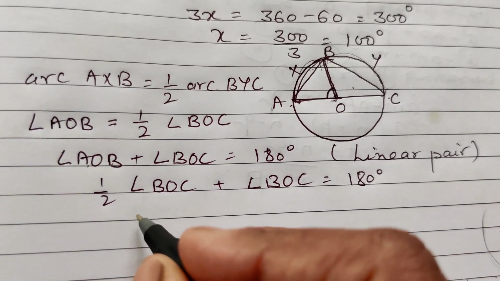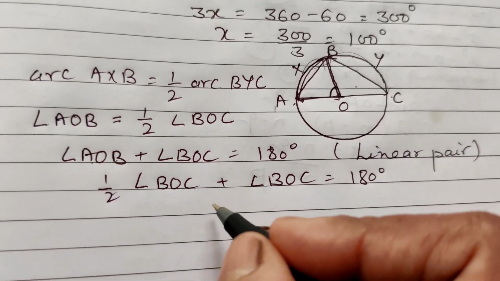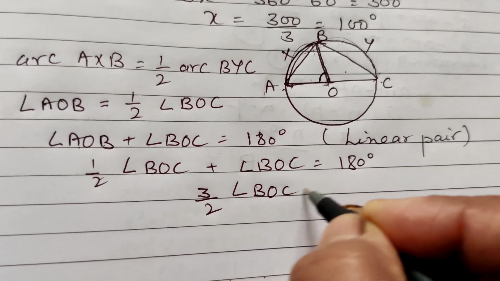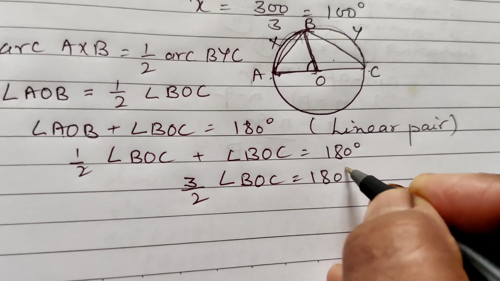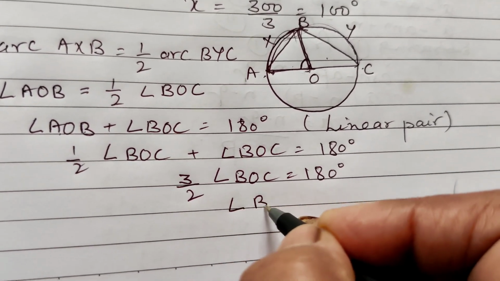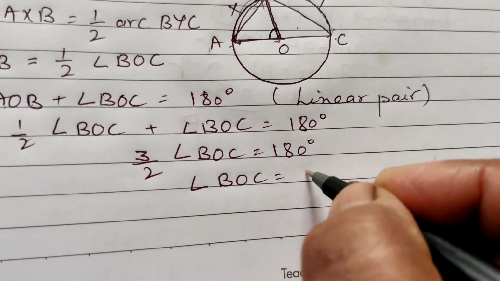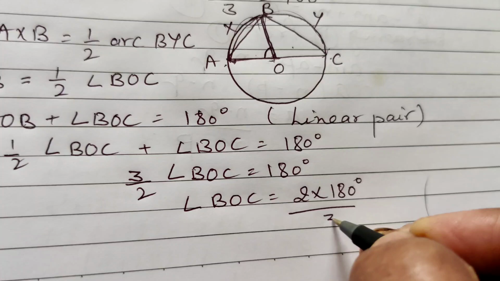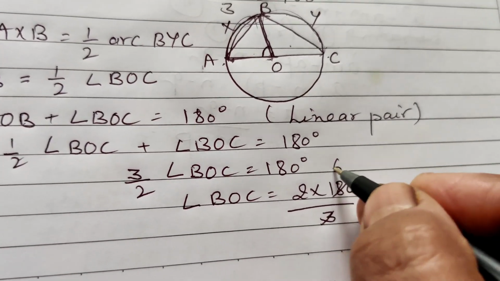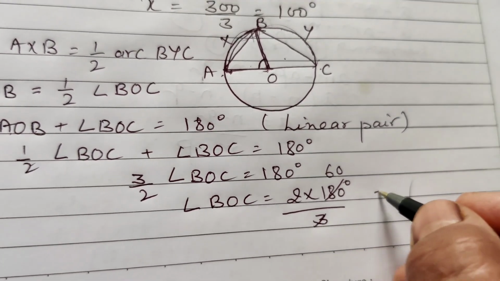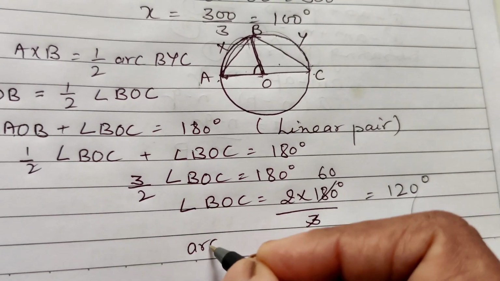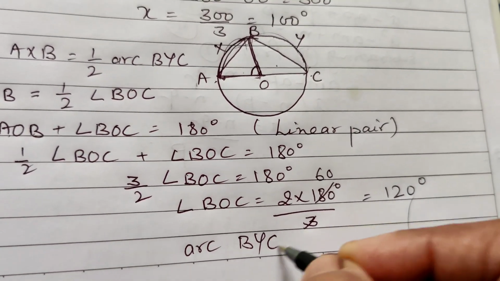Now add 1 by 2 plus 1, that is 3 by 2 angle BOC equal to 180 degree. Angle BOC equal to 2 into 180 degree by 3, cancel, it is equal to 120 degree. So arc measure, arc BYC equal to 120 degree.